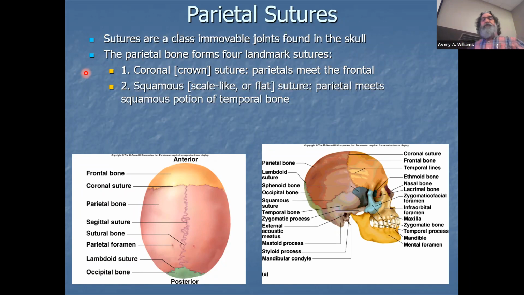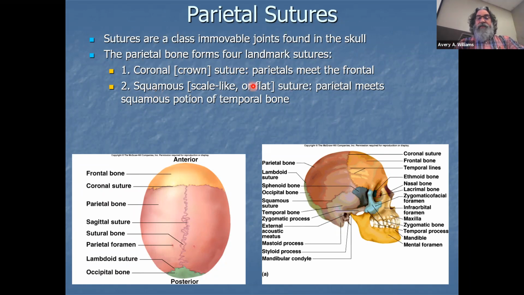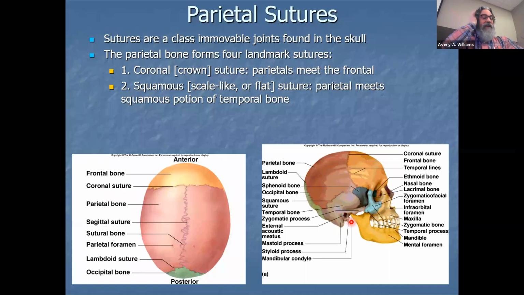The second one, number 2, is called the squamous suture. We've had this word before. Remember epithelial cells? You have simple squamous, stratified squamous, and squamous means flat or scale-like. And there's a suture called the squamous suture. Right here, it's basically where the parietal bone articulates with the squamous portion of the temporal bone. Here's the temporal bone, remember, the one that supports your ear hole, on the side of your head right there.